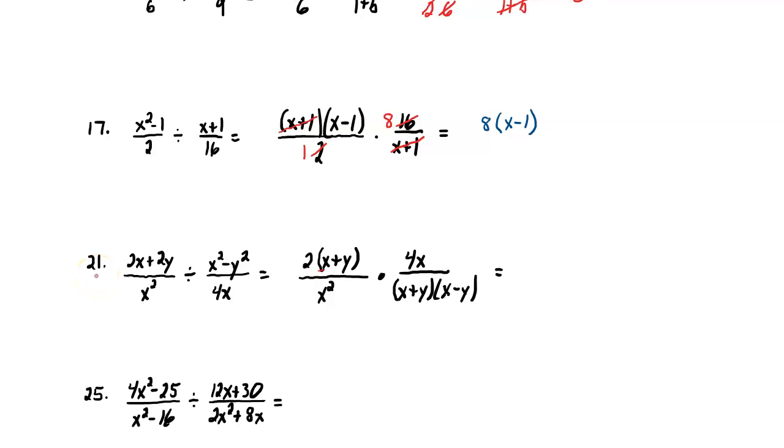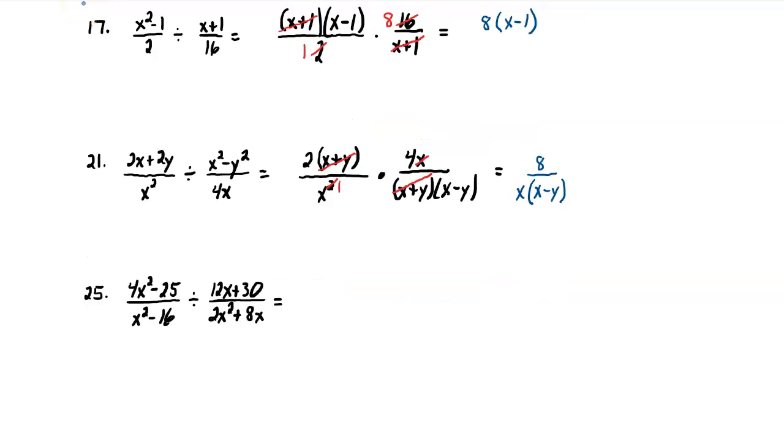Now the canceling, x plus y cancels x plus y. The single x in the top cancels one of these x's away, leaving one remaining. In the numerator, 2 times 4 makes 8. In the denominator, there's an x, and in parentheses, x minus y.